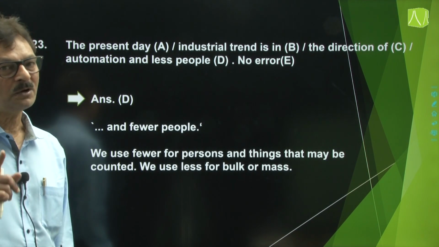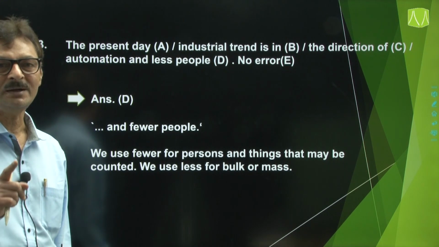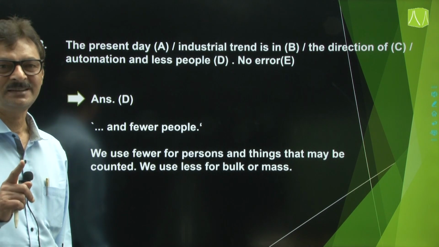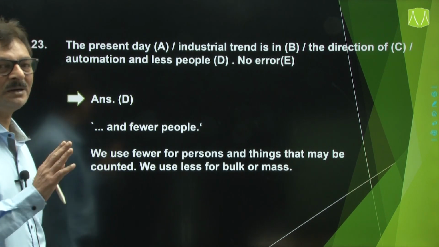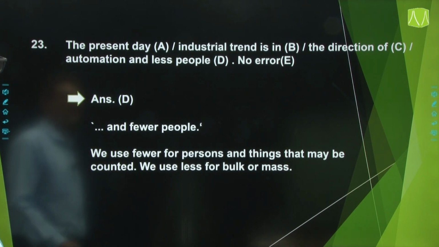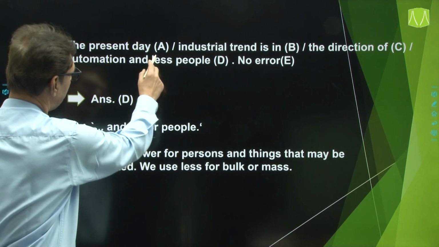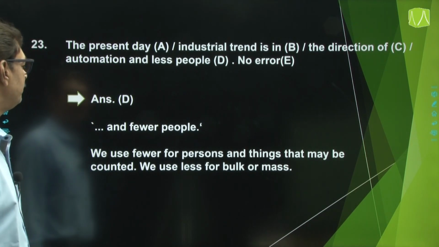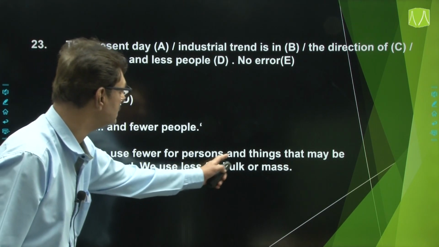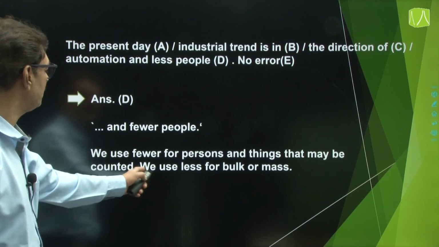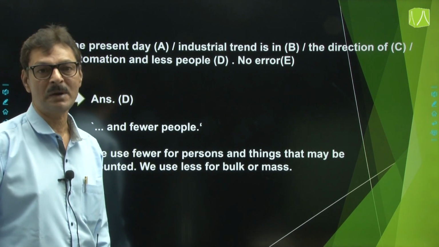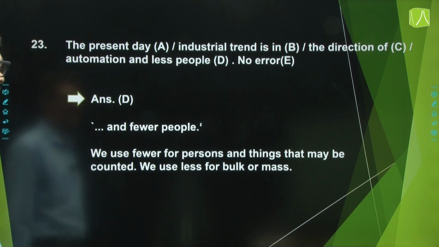Less we use for quantity and few we use for numbers. Yes, remember when we did adjective. So, error यहाँ पर है, not less people, it will be fewer people. We use fewer for persons and things that may be counted. We use less for bulk or masses. Uncountables. Countables के लिए we use fewer.